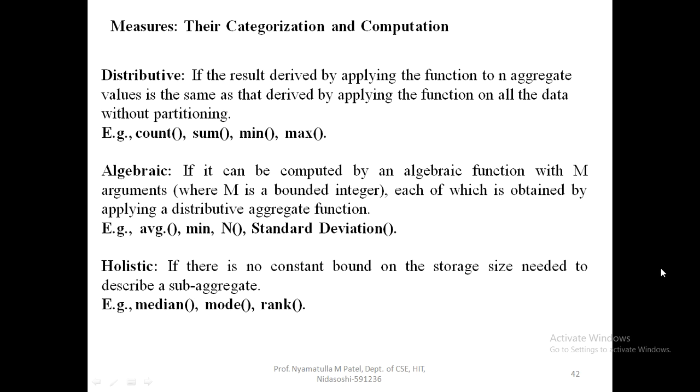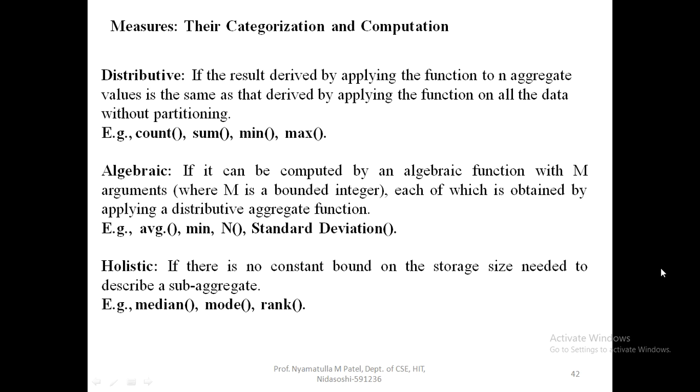A data cube measure is a numeric function that can be evaluated at each point in the data cube space. A measure value is computed for a given point by aggregating the data corresponding to the respective dimension-value pairs defining the given point. We look at concrete examples of this in this video lecture.